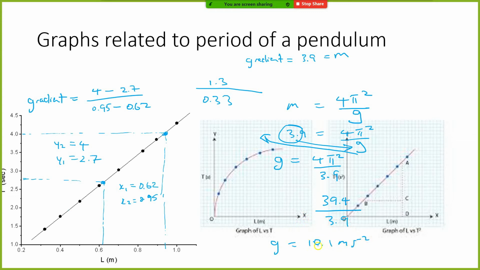The whole reason why we get this is obviously because the values weren't so accurate. All right? But at the end of the day, those are some of the things that they might ask you to do. All right?